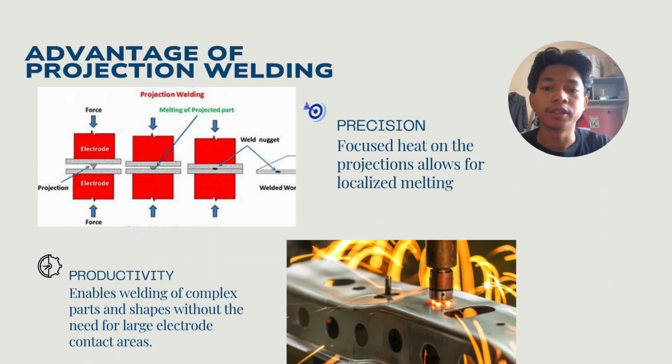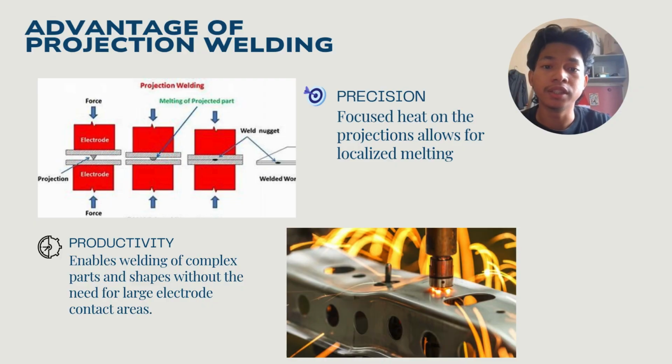Projection welding offers several advantages that make it highly effective in various industrial applications. Here are the four key benefits. First one is precision. Projection welding allows for precise control of the weld location. Since the welds are formed at predetermined points, it ensures consistency and accuracy, which is especially important when welding small components or assemblies with tight tolerance.